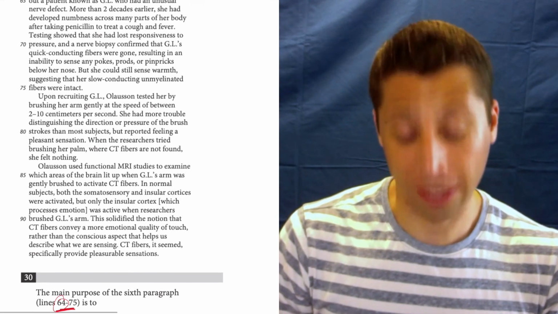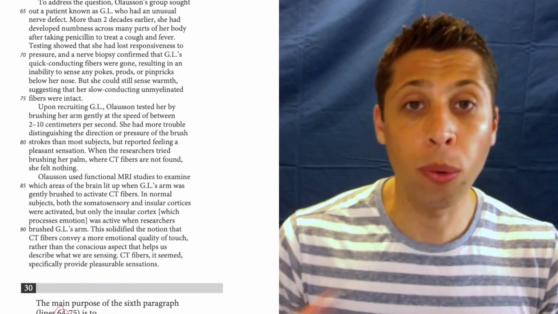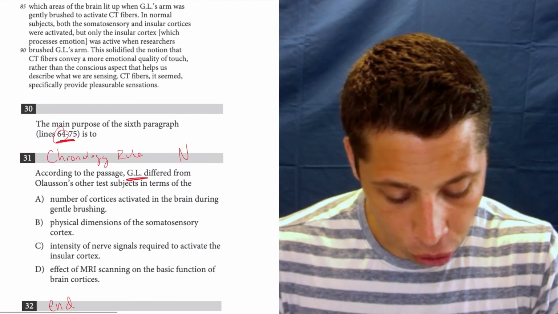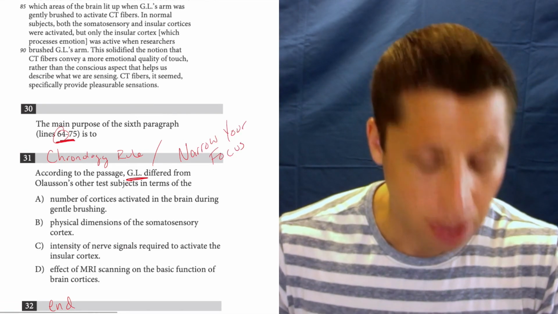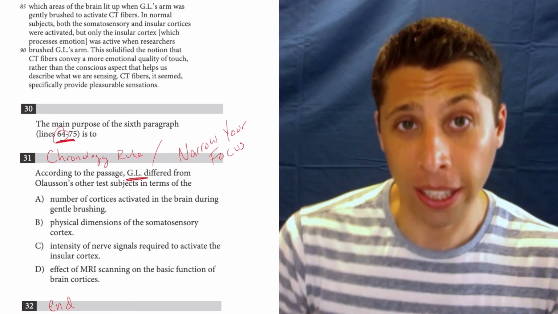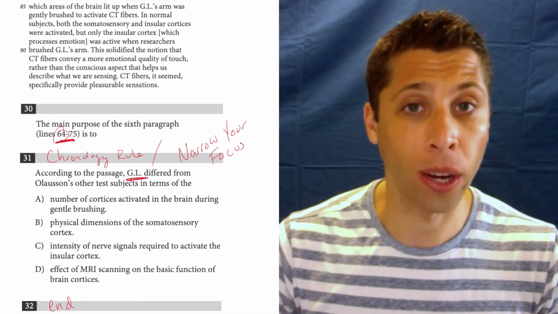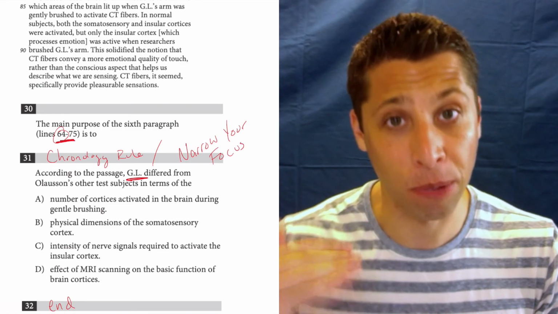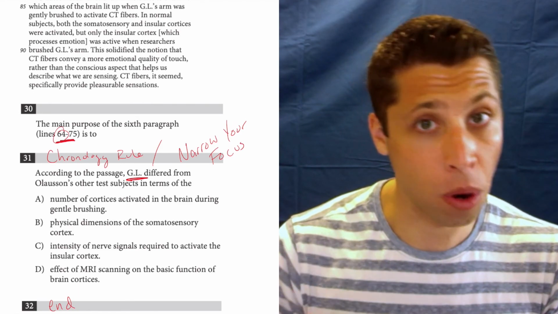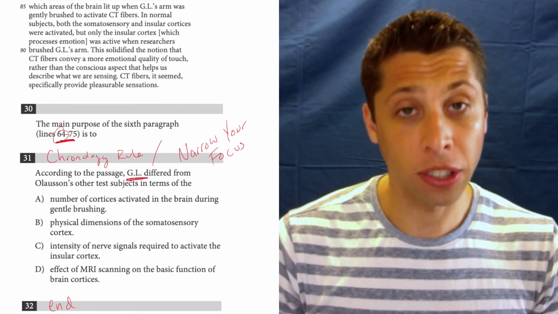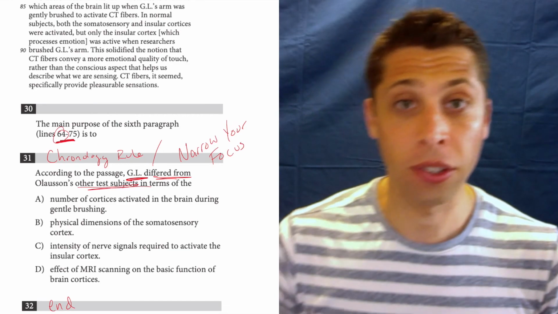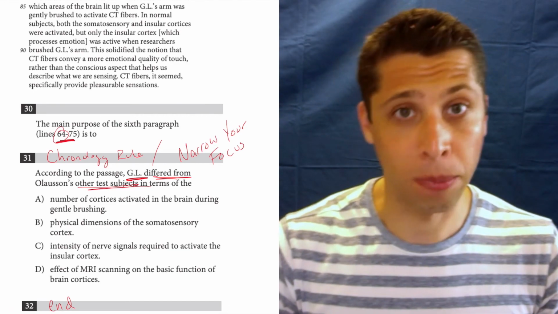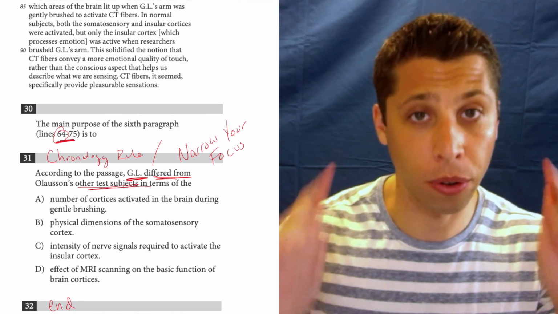So look at that, that's a lot of text, right? That's a lot of stuff to read. So kind of like in the previous question, we want to narrow our focus and try as best we can to know what we're looking for as we read this. Rather than just read it and try to understand it all and then go to the question, I want to know when I find the thing I'm supposed to find. So the question is very specific here about what we're looking for. GL differed from Oleson's other test subjects in terms of whatever. So differed from other subjects. We're trying to compare GL to the other subjects. Anything that sounds like it's doing that is worth underlining, worth noting, whatever it may be.